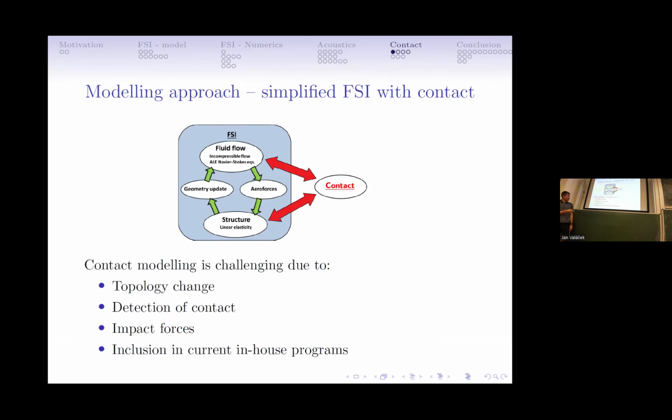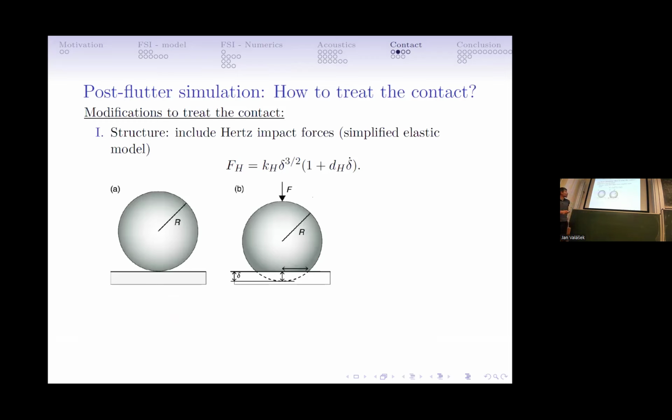So let's address the modifications which are needed in our scheme to somehow model the contact. First, you have to introduce the contact forces and a model for contact in the elastic part. Here we use the Hertz impact forces, a rather simplified method where the impact force is related to some penetration depth, delta. This is also called in the literature the penalization approach, where the impact force is related to the penetration depth with some penalization factor or coefficient.